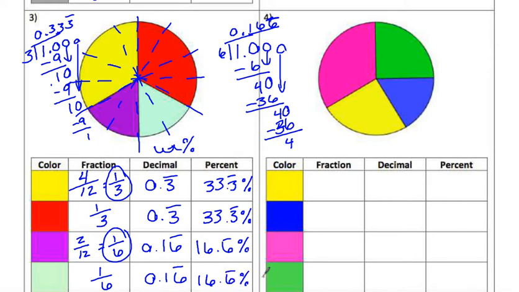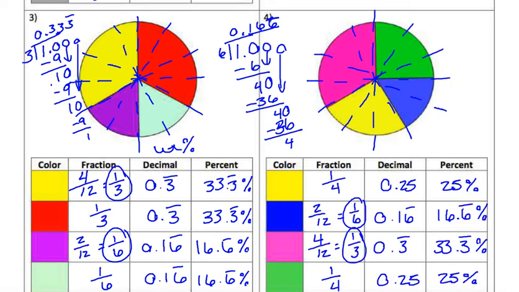Okay, try number 4, and when you're ready, unpause to check your work. So there's your answer for number 4. This was another one you had to cut into 12ths, and then you had to find the decimal for each fraction and then turn it to a percentage.